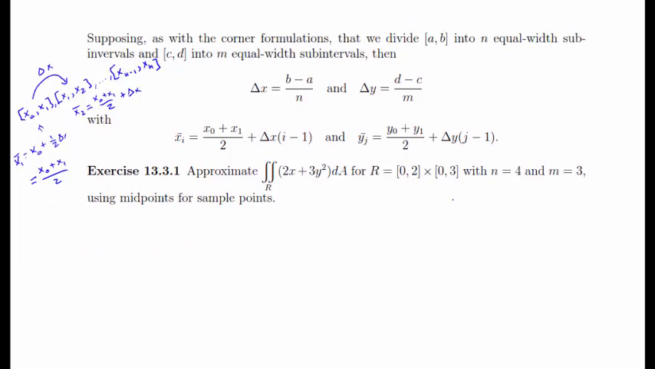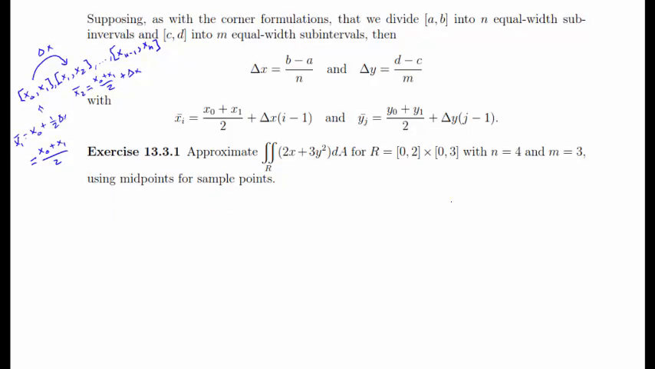So we're going to use this, and we're just going to do an approximation here. Doing the limits and all of that gets really long and tedious here, so we just want to do an approximation for the double integral over the region R equals 0 to 2 in the x direction, 0 to 3 in the y direction of 2x plus 3y squared, delta capital A, with n equals 4 and m equals 3.